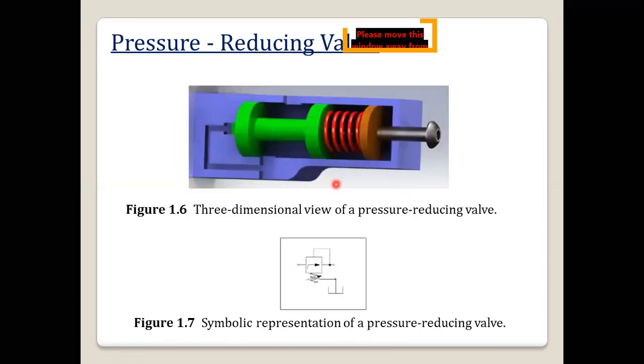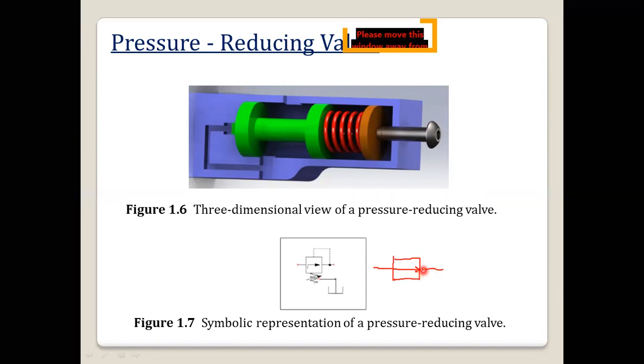Here we can see its 3D diagram. If you see the symbol, it is the same as that of the pressure relief valve. The only thing is that it is open. We have to draw this square. This is the inlet. Then I will draw it the same way because it is an open type.